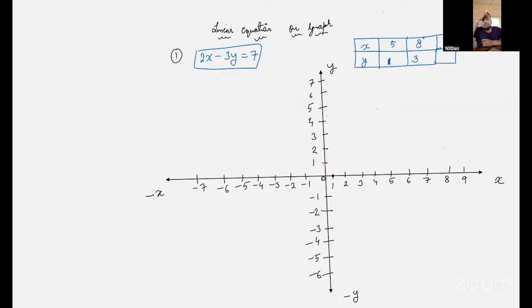Okay, Miracle. Next value, please. I took y as 2. So you took y as 2. Yeah. So if you take y as 2, what will you get? x? 7.